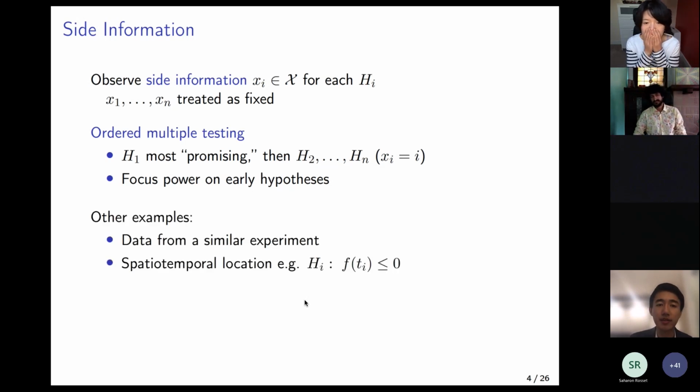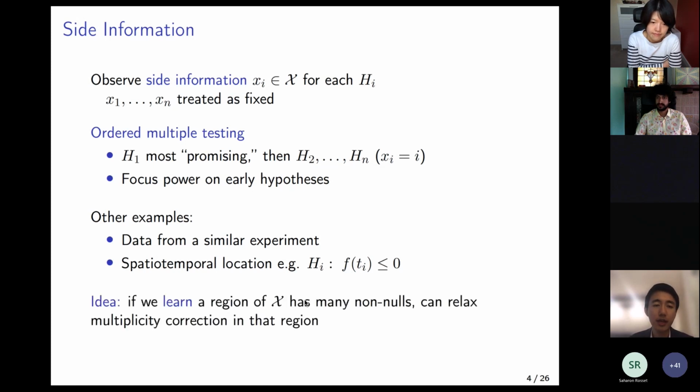And there are also many other examples. If we have data from a similar experiment, then we can get evidence from other experiments. Or if we have spatial temporal locations, then we might expect that hypotheses nearby each other should have similar signal strengths. So here, the big idea is if we can learn a region of the covariate space that has many non-nulls, then we can relax the multiplicity correction in that region.